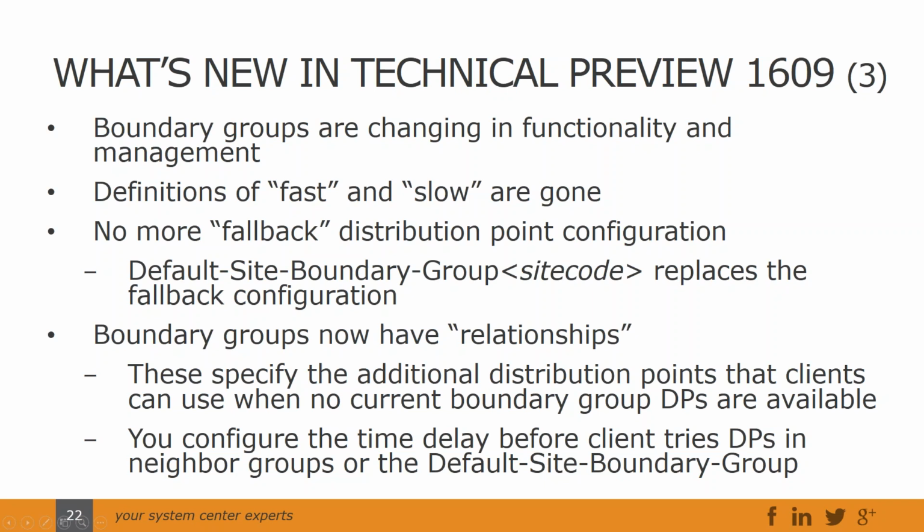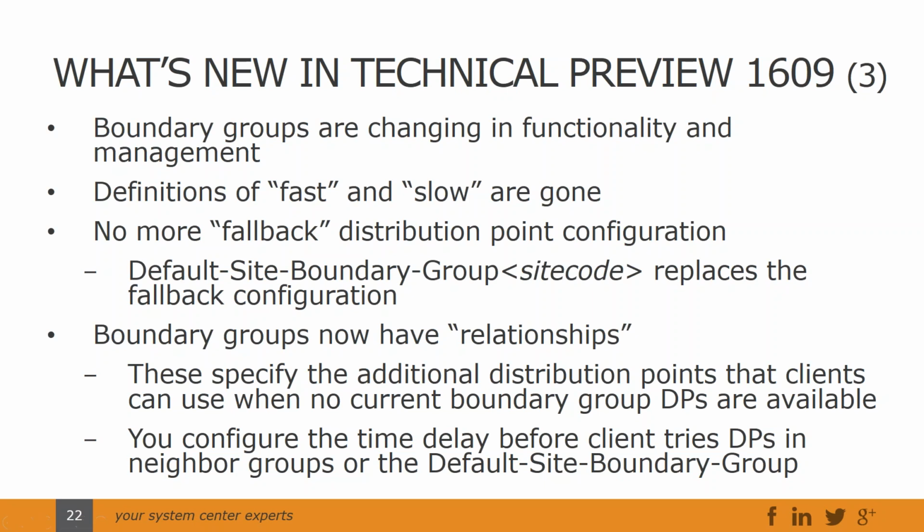So today when you guys create distribution points, you can designate the connection to that DP as a fast or slow connection. That goes away. When you configure the properties of a distribution point, you can designate whether or not you want other clients outside the boundary group for that distribution point to fall back to accessing this distribution point if they need to find the content. That goes away as well.